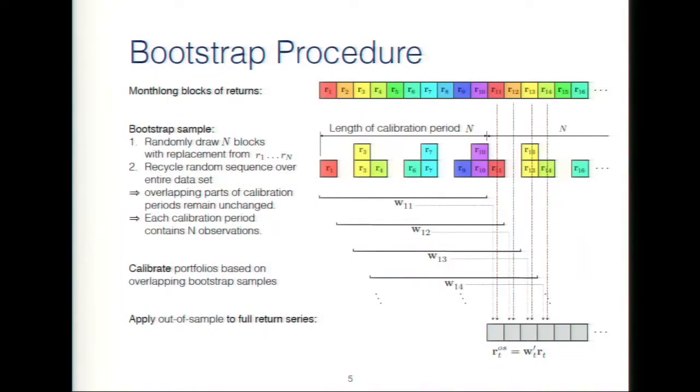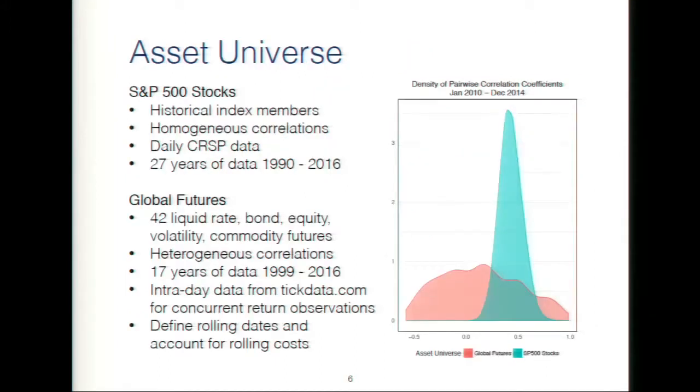Now we're going to estimate portfolios in a rolling window over this bootstrap sample, and those rolling windows will be identical in their overlapping portions, and they're all going to have exactly 10 elements. We then estimate those portfolios and apply them out of sample from the end of one calibration period to the end of the following calibration period. This experiment is performed in 2 asset universes, the historical index members of the S&P 500 and the data set of 42 global futures. This data set is more heterogeneous and therefore more difficult for a portfolio strategy to work in.